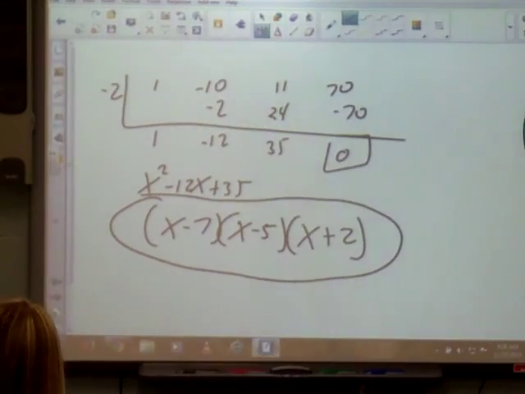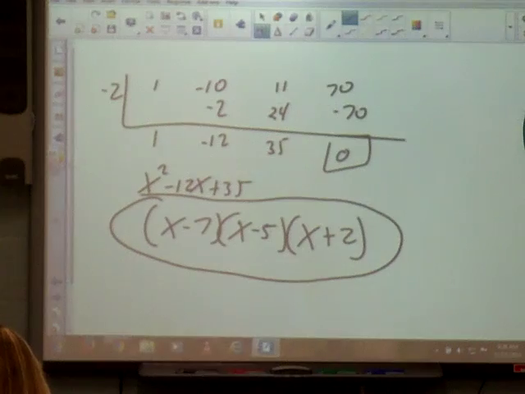All right, 12, it says the graph of a cubic function is shown. Describe the degree and the leading coefficient. Well, they told you the degree. It says the graph of a cubic function, so the degree of a cubic function is 3.